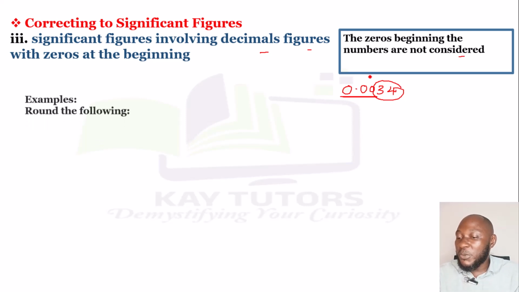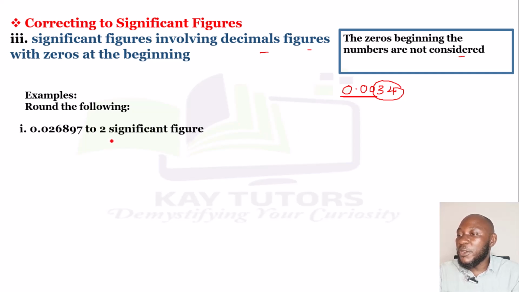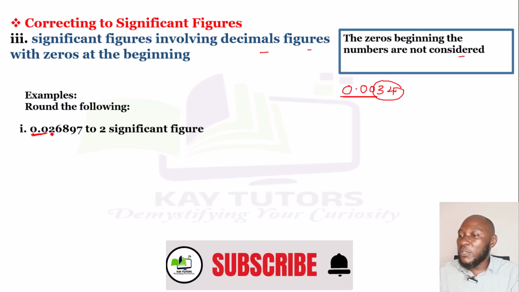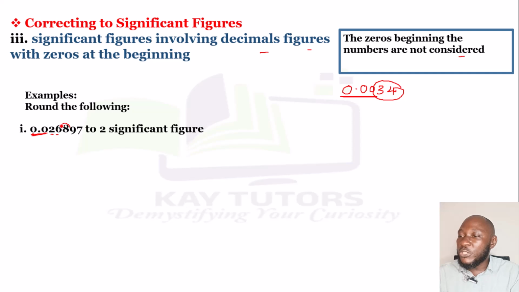So let us look at some examples now. We have the first one here. We have 0.026897. Owing to the fact that these zeros are not considered, we'll start counting from here. 1 and 2. Then we'll carry out our judgment here. 8 is greater than 5, so I'll add my 1 to the number before 8. So what's my answer here? My answer is 0.027, and this is 2 significant figures.